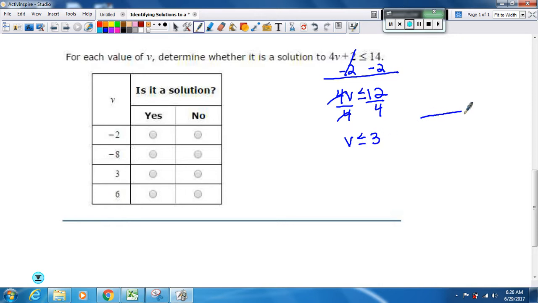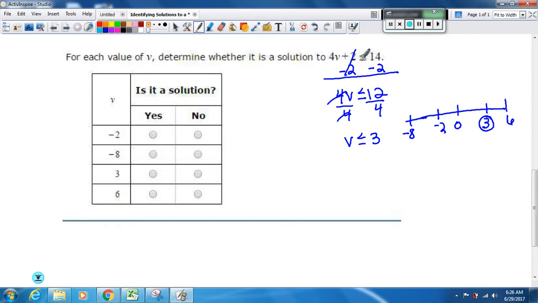So again, if you think of your number line, we have 0. Our answer was 3. I'm going to circle that because that's my reference point. And then all the things they ask me about, I'm going to put on the number line. Negative 2 would be somewhere around here. Negative 8 is even further away from 0 on the left side. 3, we've already got that. And then 6 would be over here.